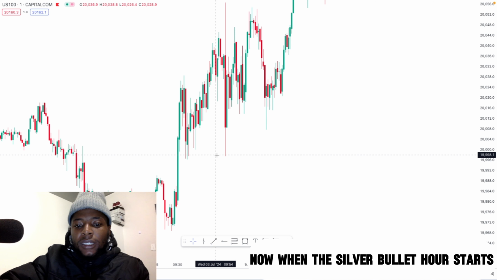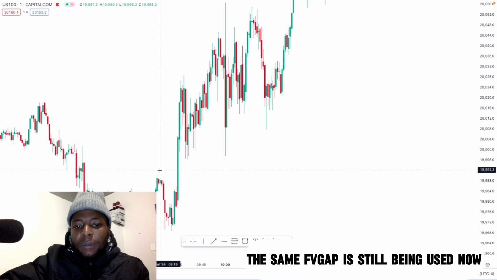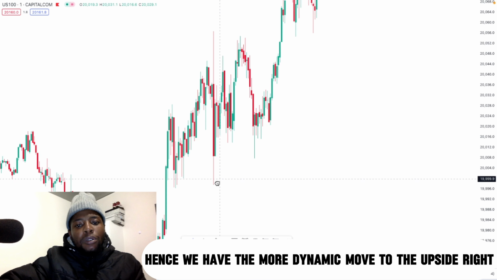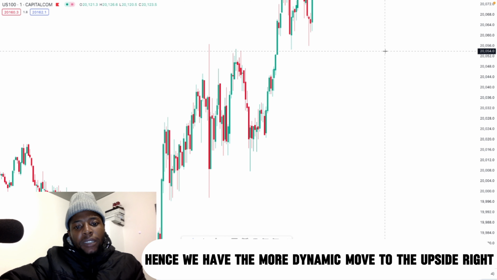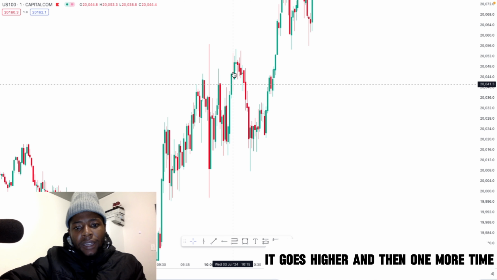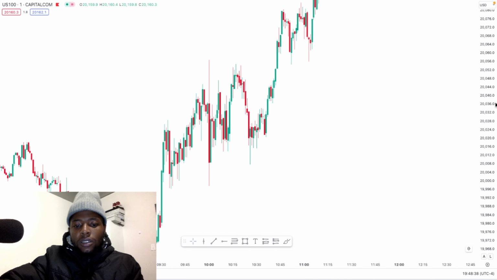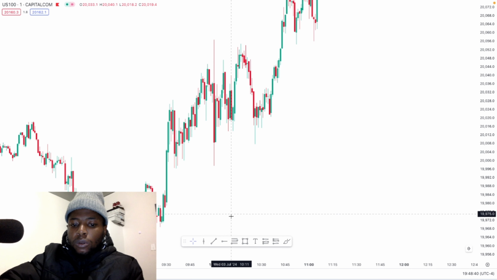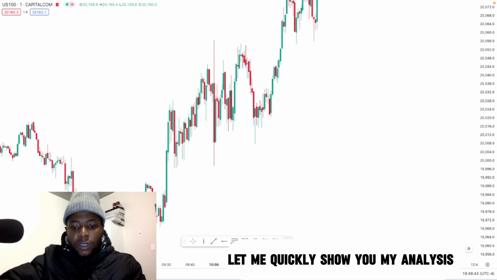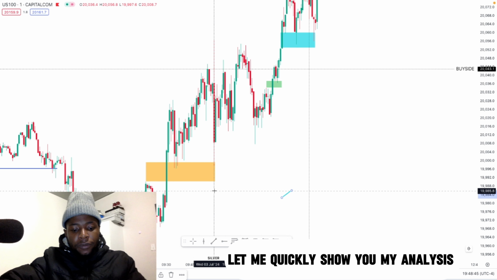Now, when the silver bullet hour starts, the same fair value gap is still being used. Hence, we have the more dynamic move to the upside, right? It goes higher and then one more time, then goes higher eventually, right? So, let me quickly show you my analysis immediately.